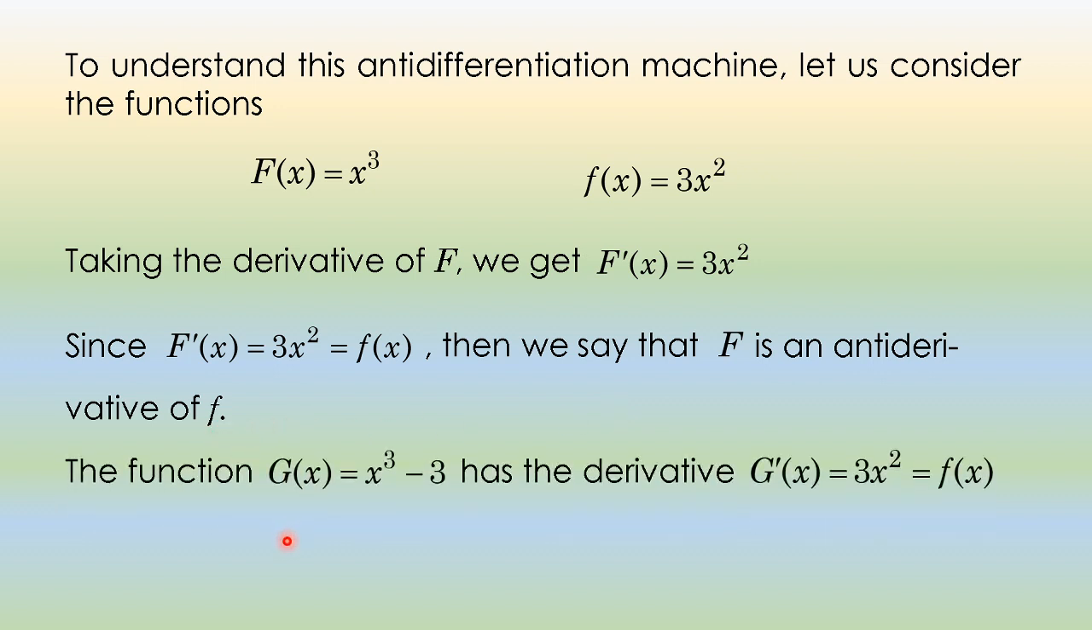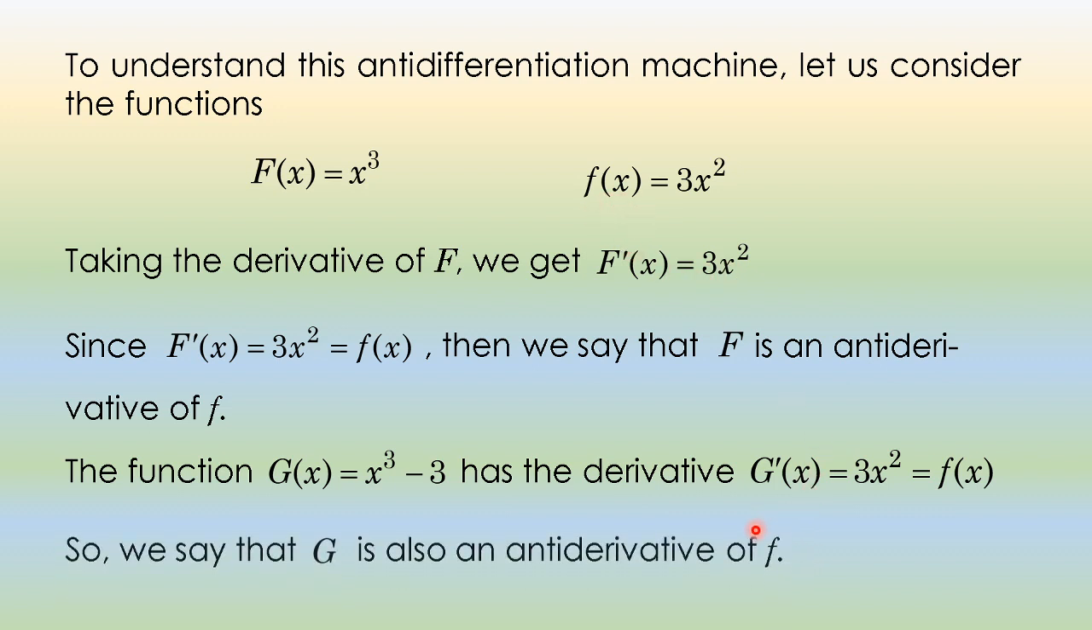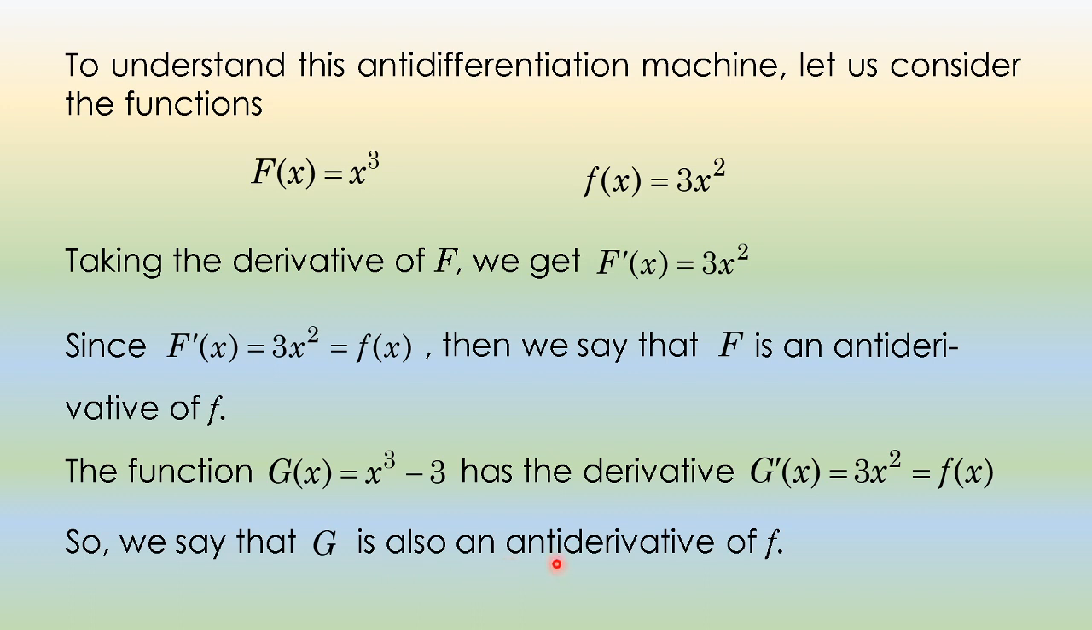Let us have another function given by big G of x, which is equal to x cubed minus 3. Its derivative is 3x squared minus 0, which is simply 3x squared. This is also the small f of x. So we say that big G is also an antiderivative of small f.